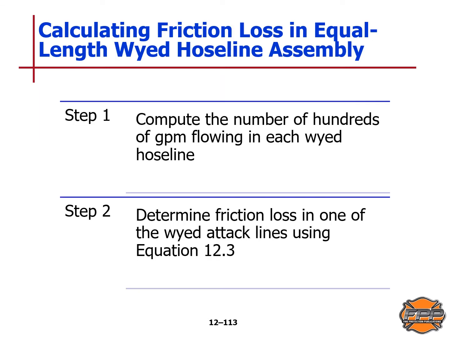Compute the number of hundreds of gallons per minute flowing in each wye line. Step 1: compute the number of hundreds of gallons per minute flowing in each wye hose line. And step 2: determine the friction loss in one of the wye attack lines using equation 12.3.